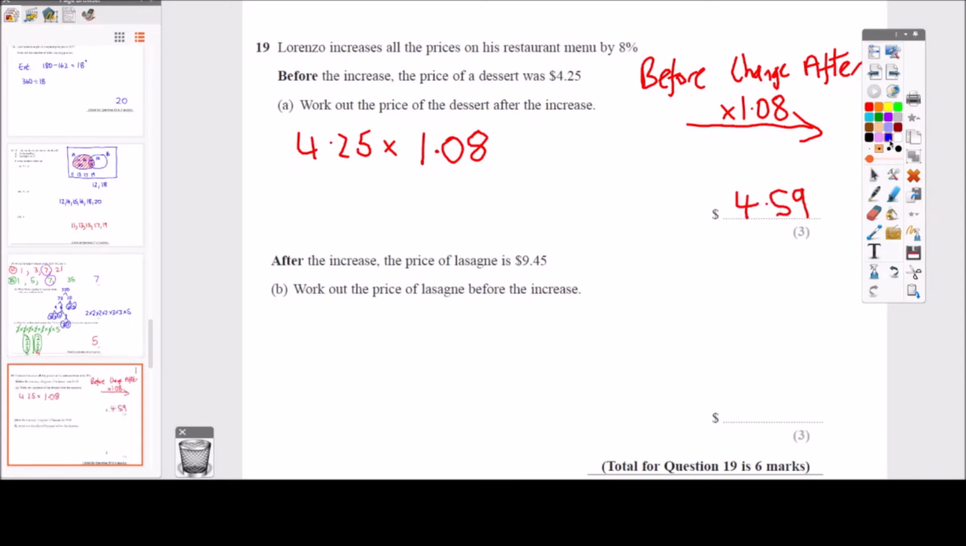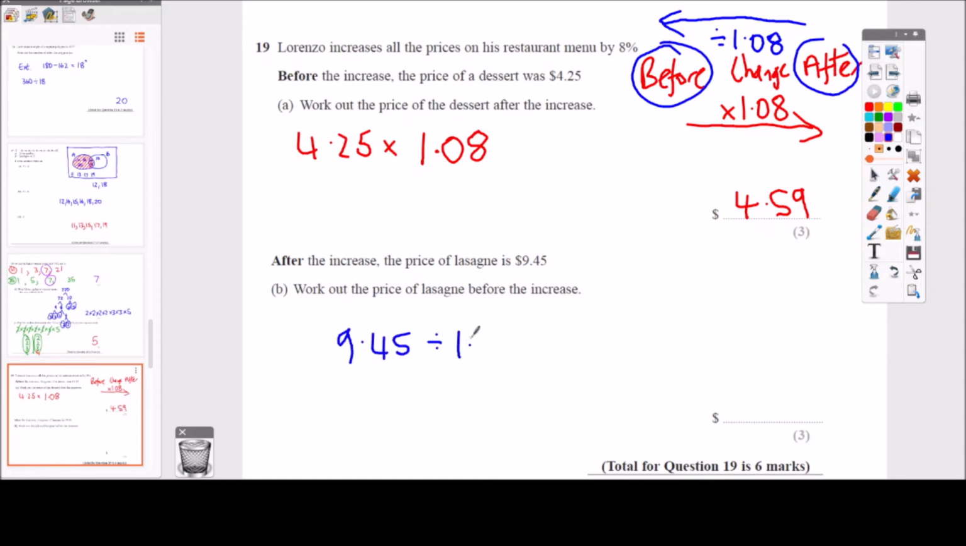Now for part B, we're still talking about an 8% increase, but we're told the price of the lasagna after the increase, and we've got to work out the price of the lasagna beforehand. So we're now going from after to before. We're going in that direction, so we now divide by 1.08. So we take our $9.45 and we divide by 1.08. So 9.45 divided by 1.08 gives us $8.75.